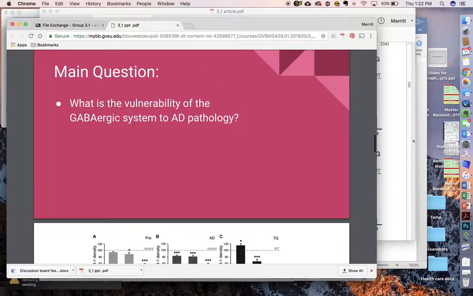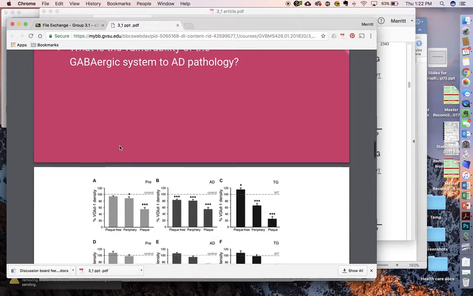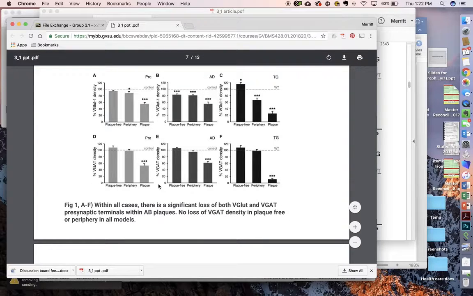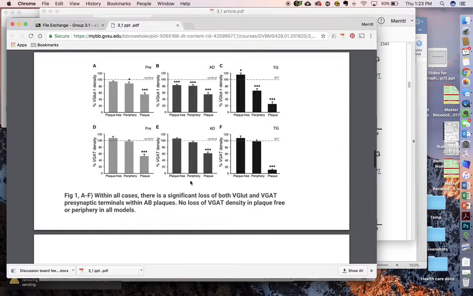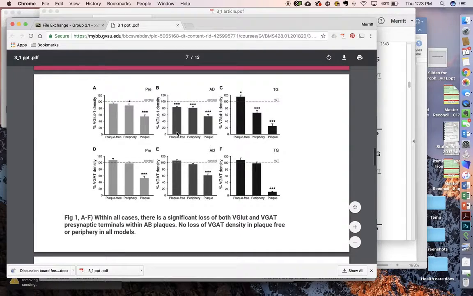And then they focused on this question of the vulnerability of the GABAergic system and its relationship to Alzheimer's pathology. And here is some of the data that they went through. They broke this up amongst the two of them and focused on a couple of key points. So even then, they wouldn't be able to go through every single one of these different graphs. They may be able to say, okay, this is a general trend, and then look, this goes down here and here.